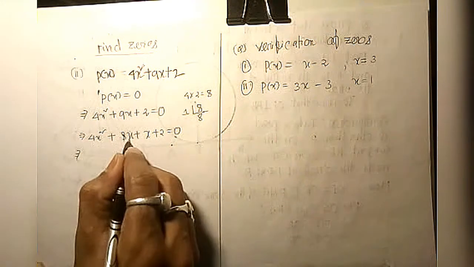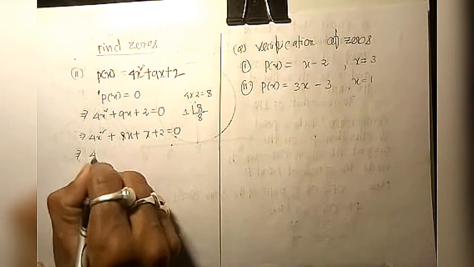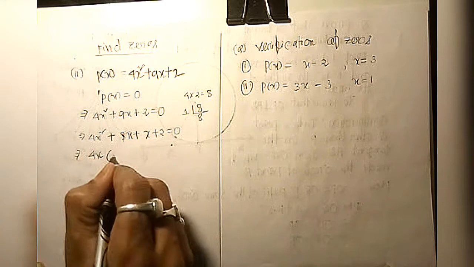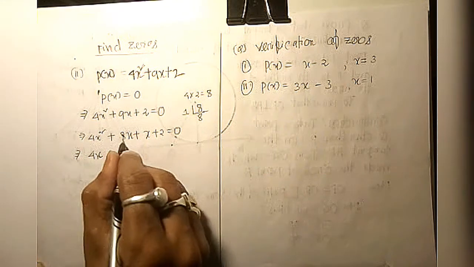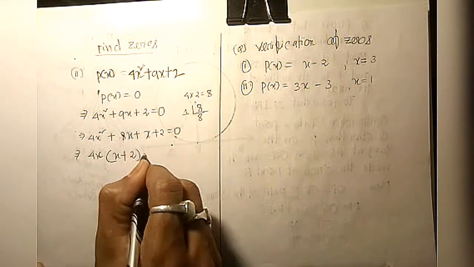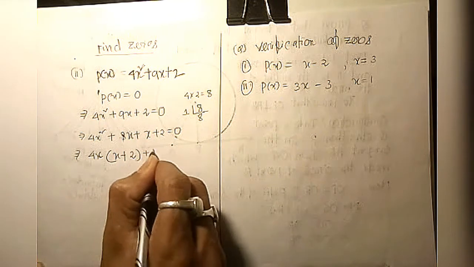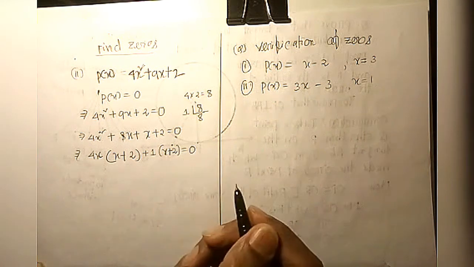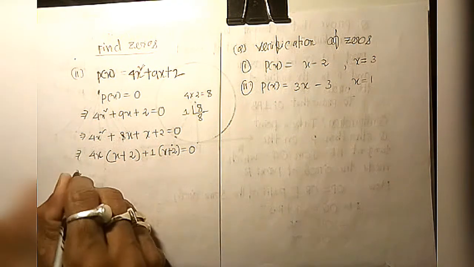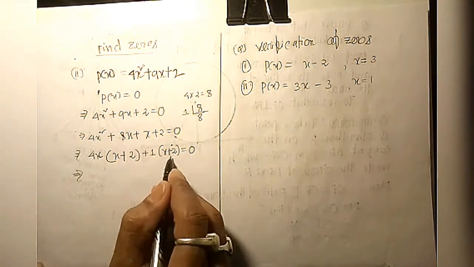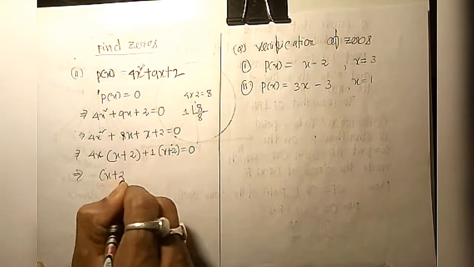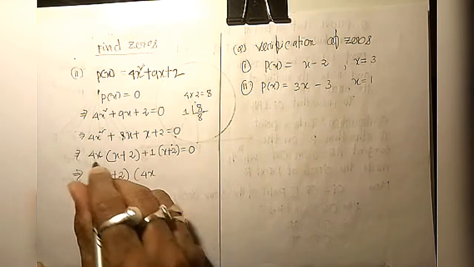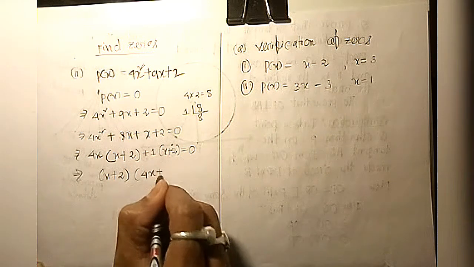So 4x square and 8x, taking common 4x. After taking common 4x, it's x plus 8. Sorry, x plus 2. Take one common, x plus 2 equals 0. So after that take common x plus 2, x plus 2 taking common, 4x plus 1.